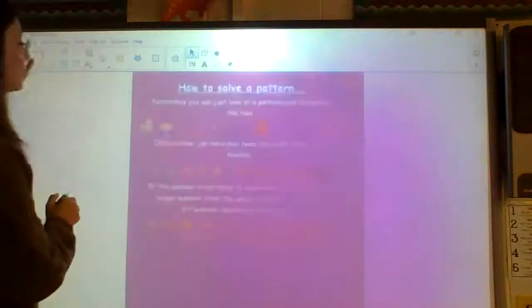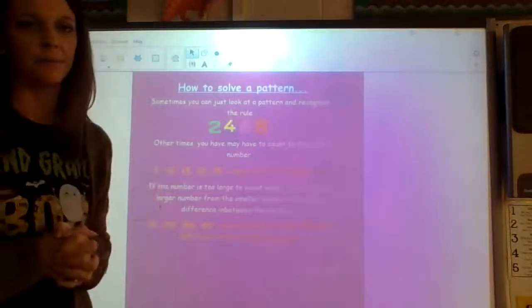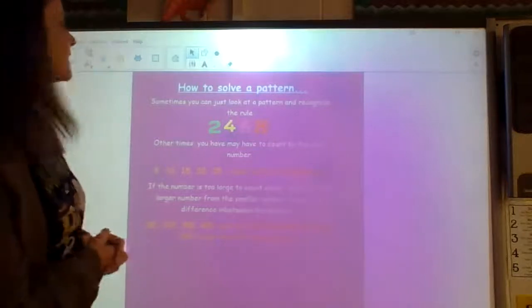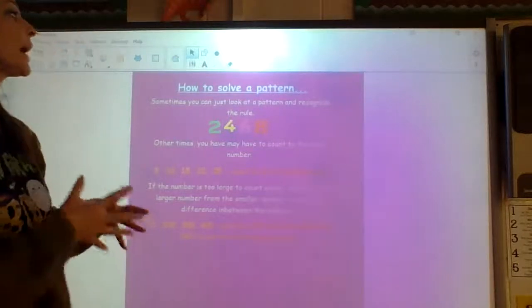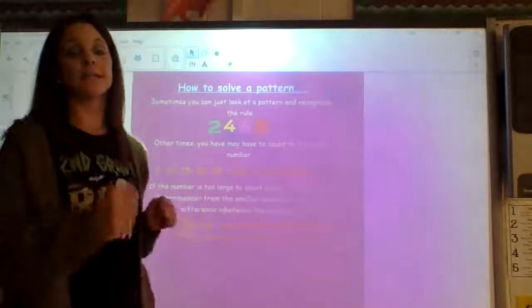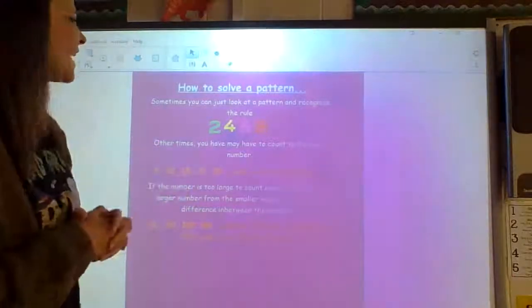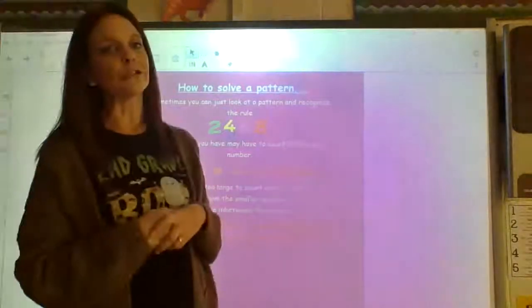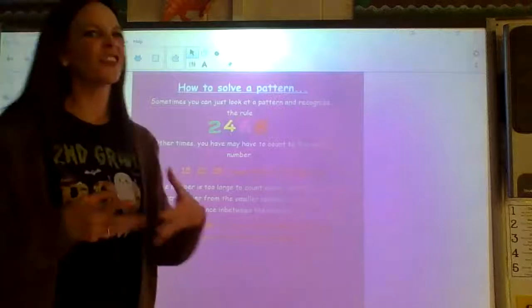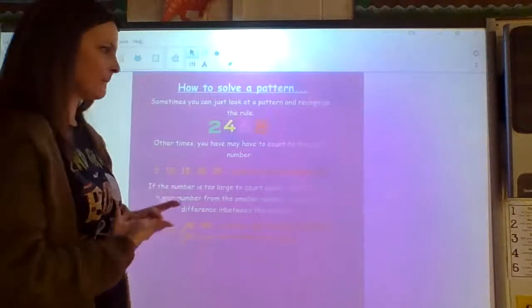We're going to move on. How to solve a pattern. This is pretty important, friends. Sometimes you just look at a pattern and you recognize the rule, like 2, 4, 6, 8. Well, we've been doing that for quite a while. So I can look at that and say, oh, I'm counting by 2s. But other times, you may have to count to the next number.